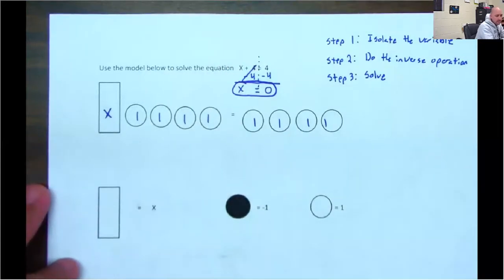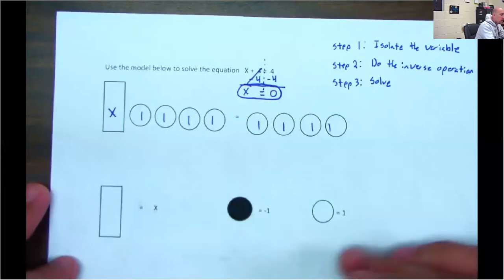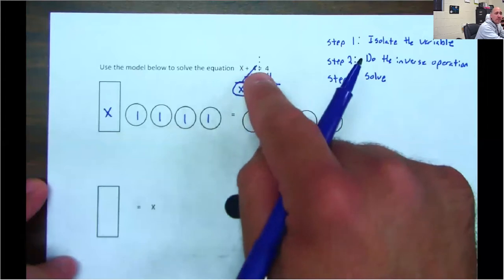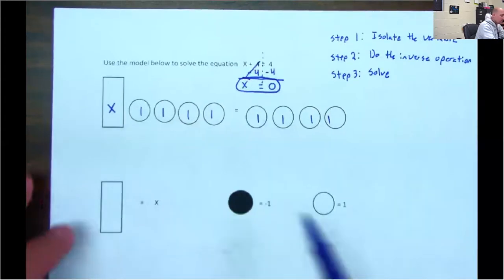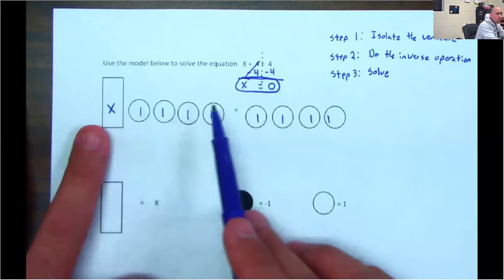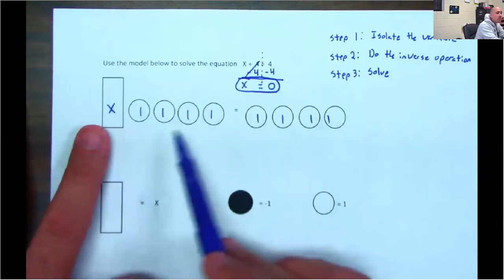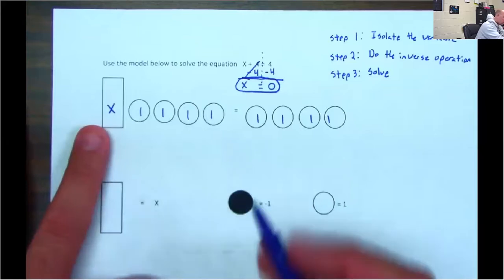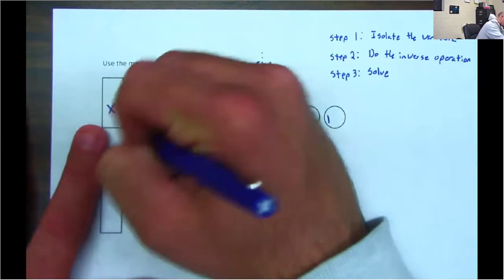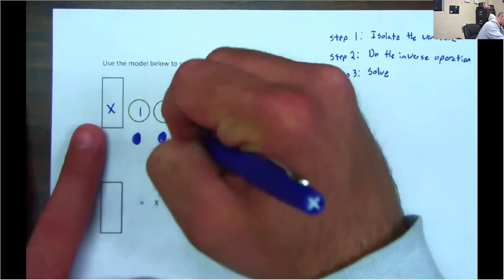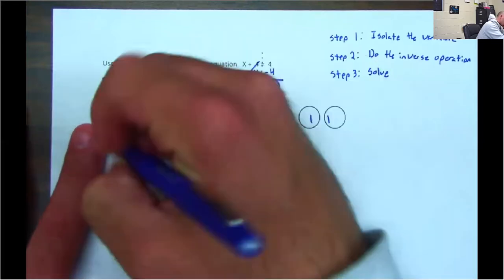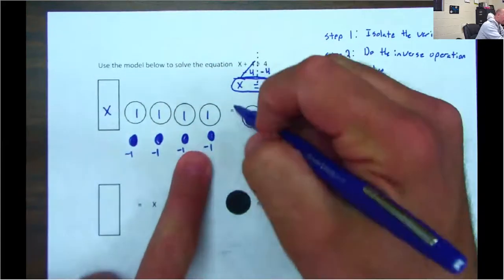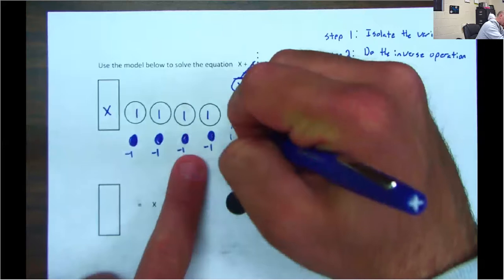Now, some of you are like, well, we're supposed to be modeling this. I'm about to show you that. Now, guys, on the models, do you have to use the models? No, you can actually solve the equation from here because it gives it to you. But here's the model. We have x plus 4 is equal to 4. The inverse of adding 4 is to subtract 4. So we're going to have to get 4 black circles. I'm going to use blue here. -1, -2, -3, -4. Remember, what I do to one side of the equal sign, do to the other side.